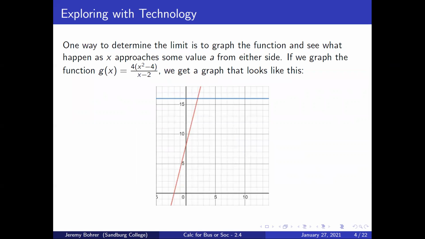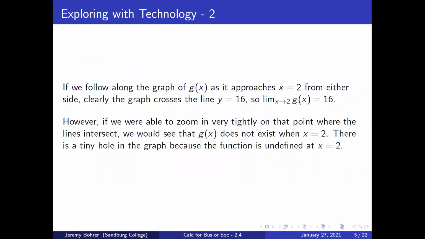One way to determine the limit is to graph the function and see what happens as x approaches some value a from either side. If we graph the function g of x equals 4 times x squared minus 4 divided by x minus 2, we get a graph that looks like this. If we follow along the graph of g of x as it approaches x equals 2 from either side, clearly the graph crosses the line y equals 16. So the limit as x approaches 2 of g of x equals 16.